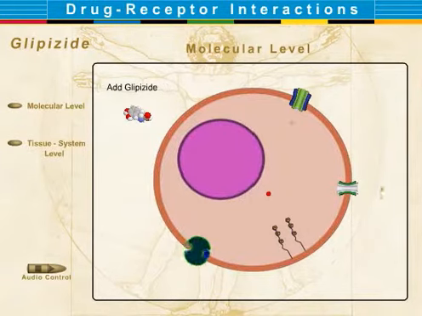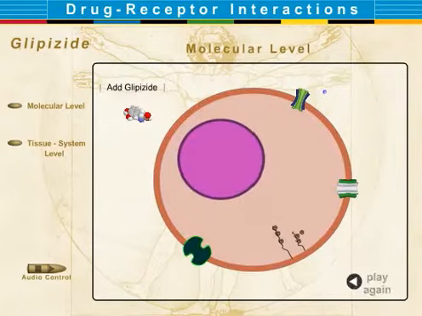Glucose, blue, enters the beta cells of the pancreas via the GLUT1 glucose transporter. As glucose concentration goes up inside the cell, ATP production, red, increases. These ATP molecules migrate to the potassium channels and cause them to close.